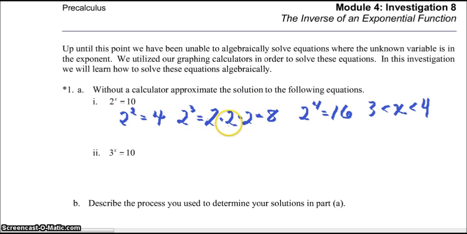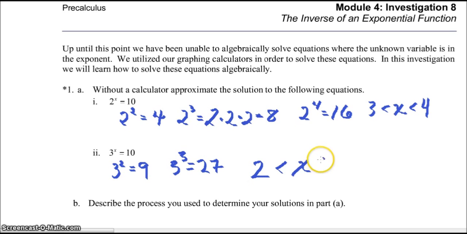We almost had it here. 2 cubed is 8. We just need a little bit bigger than 3. But without a calculator, that's about as good as we can do. Same thing here. 3 squared is 9. We're almost to 10. 3 cubed is 27. That's way too big, but we know that x is in between 2 and 3. Probably pretty close to 2.